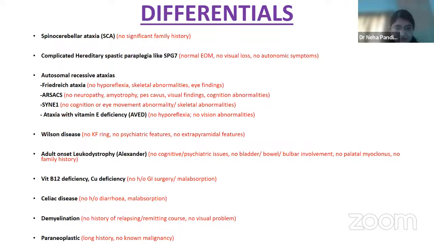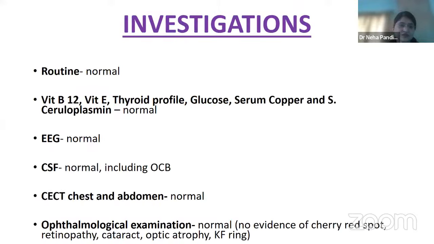So we thought to evaluate on the lines of all these differentials. Routine investigations were done, which were normal. Vitamin B12, vitamin E, thyroid profile, glucose, serum copper, and serum ceruloplasmin were normal. EEG was normal. CSF was normal, including oligoclonal bands. CECT chest and abdomen was normal. In eye findings, everything was normal. There was no evidence suggestive of cherry red spot, retinopathy, cataract, optic atrophy, or KF ring.